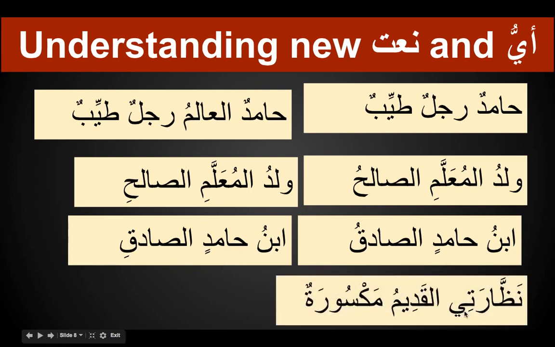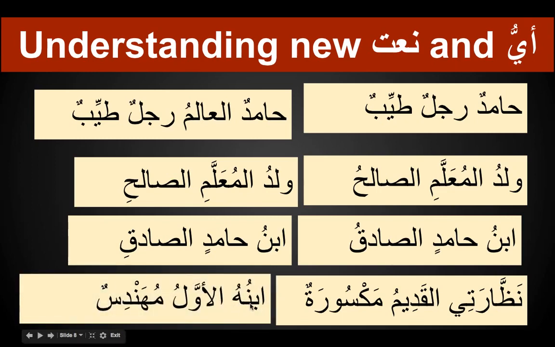Nazzarati is my glasses. So T has got kasra because of ya mutakallim, otherwise it is a nazzaratu. If it was a hu, it would be nazzaratu hu. So if you're telling my glasses, nazzarati means glasses. Al-qadimu, see al is definite, so it's dhamma, so it's representing the nazzara. It has to be qadimatu. So it's a typo error here. So nazzarati al-qadimatu maksuratun. It's broken. My old glasses are broken.